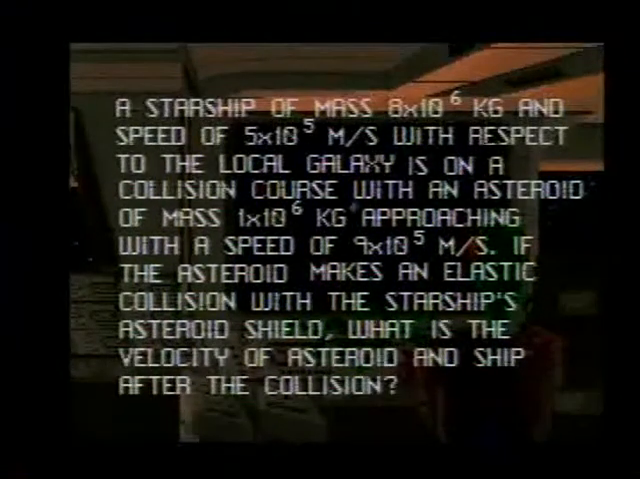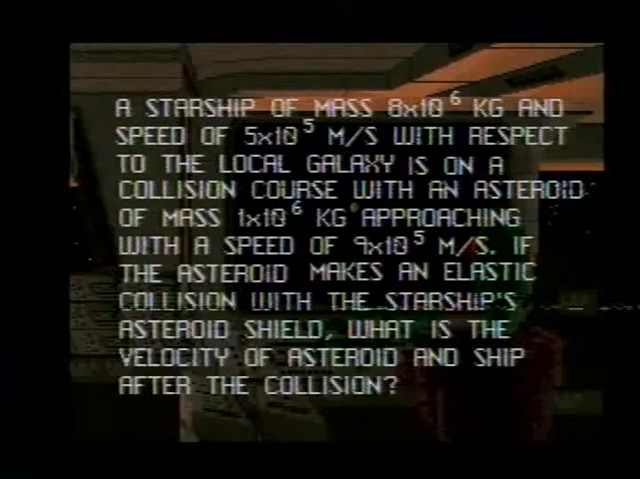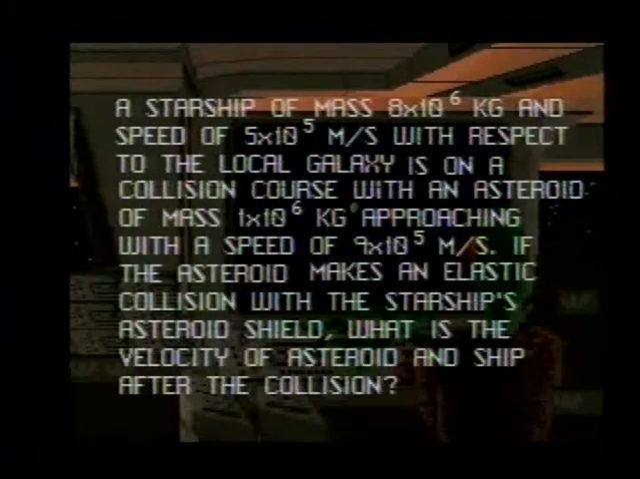Our last problem reads: a starship of mass 8 times 10^6 kilograms and speed of 5 times 10^5 meters per second with respect to the local galaxy is on a collision course with an asteroid of mass 1 times 10^6 kilograms approaching with a speed of 9 times 10^5 meters per second. If the asteroid makes an elastic collision with the starship's asteroid shield, what is the velocity of asteroid and ship after the collision?